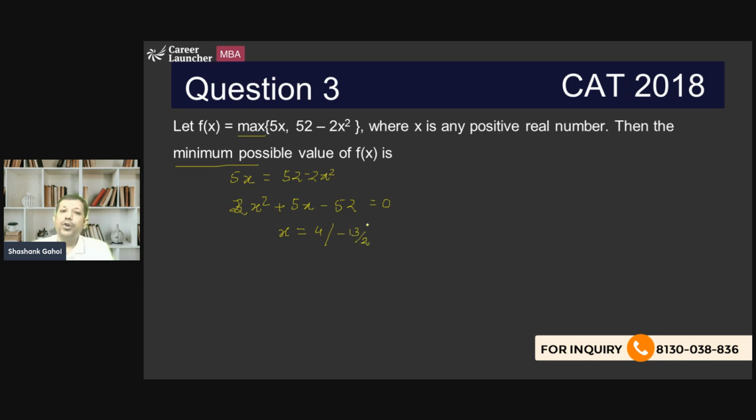So what I'm going to do now? I am going to plug in that value over here. I'm going to put x equal to 4 over here. So this value is going to be 20, comma, 52 minus 32, that is going to be 20. So f(x) is equal to maximum of 20 comma 20, and that's equal to 20, right? So what is the minimum possible value of this function? That's going to be 20.